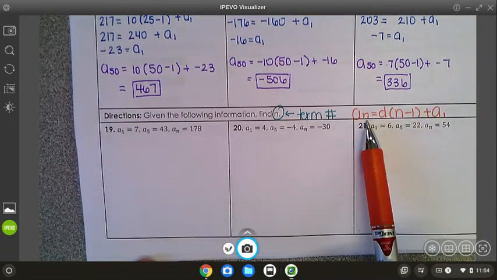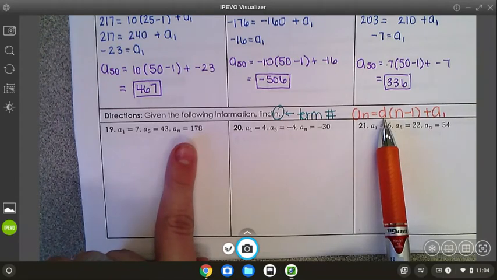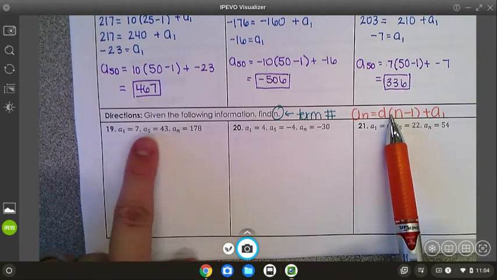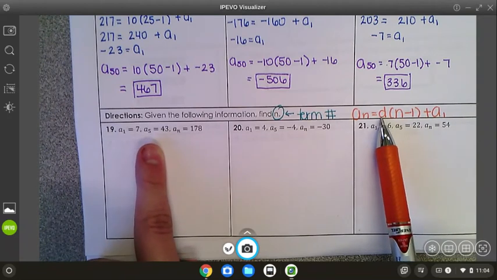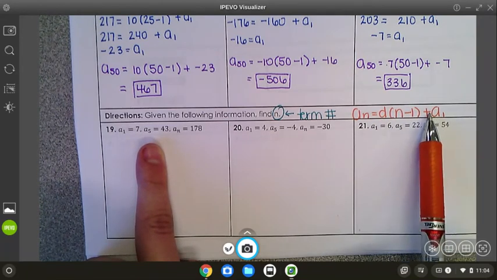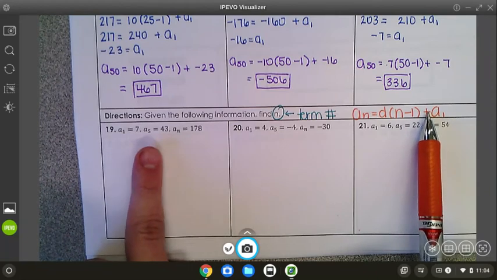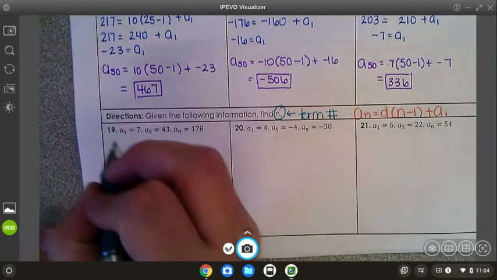So do we have an? Yes. Do we have common difference? No. So we're going to have to find the common difference. We've done that, examples 10 through 15. N is what we're finding, so no, we don't have that yet. Do we have A1? Yes, we have A1. So let's start out by finding our common difference first.